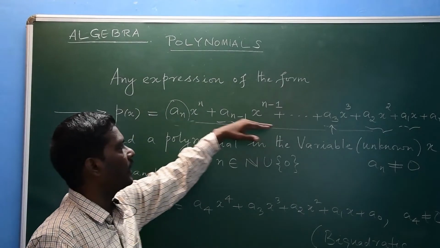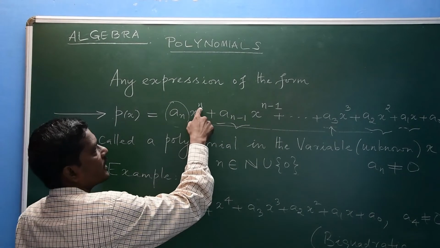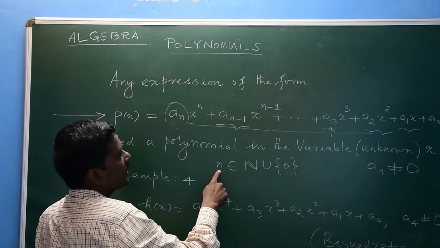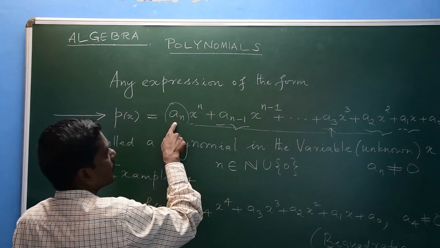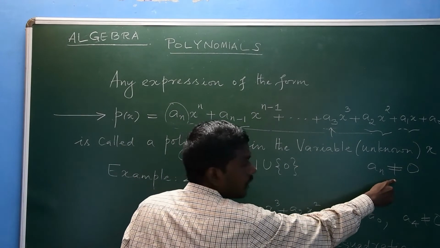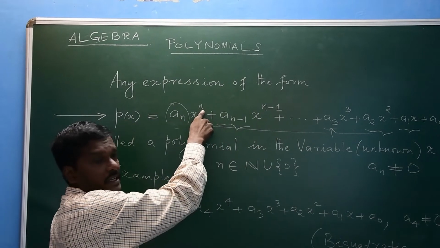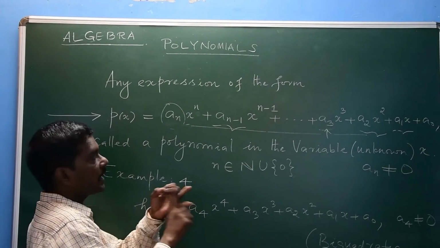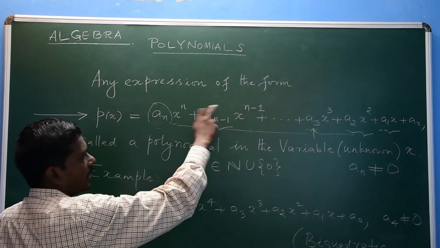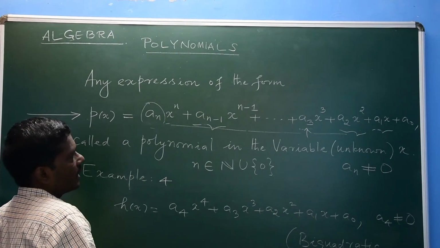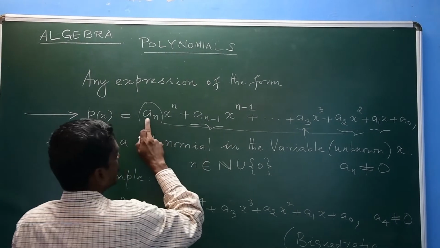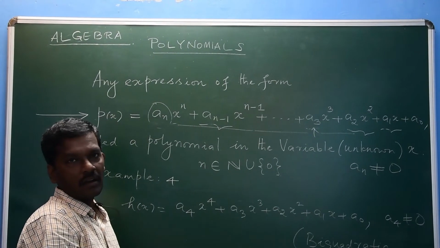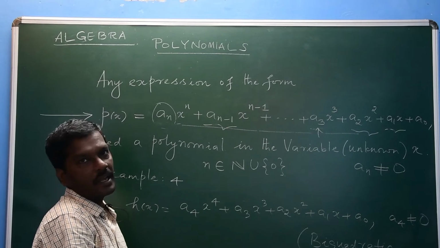General expression for a polynomial. And we say that it is a polynomial of degree n, provided this coefficient an is not equal to 0, and the degree of the polynomial can never be negative or a fraction. The coefficients of the polynomial, the an, can be either real numbers or rational numbers or integers.